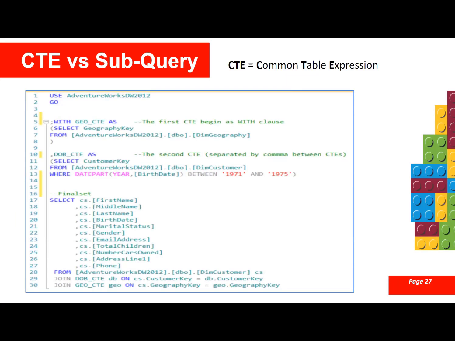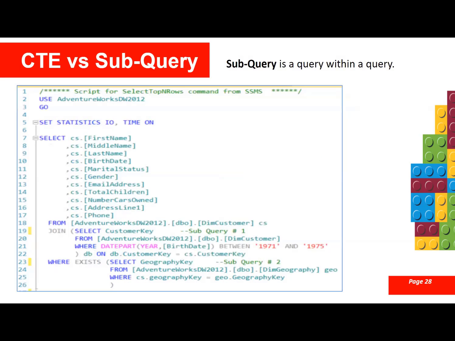So I'm going to move on to the CTE versus SubQuery. CTE is nothing else the common table expressions, that start with the with clause. And this is one of the example that I use CTE using that adventure work database. And SubQuery is nothing else a query within a query. So that's below is the example of the SubQuery.